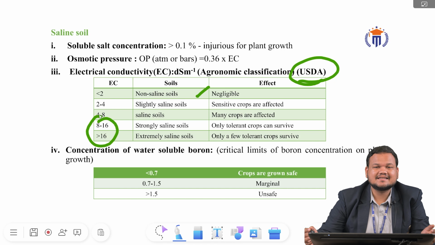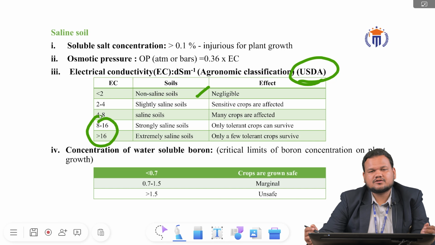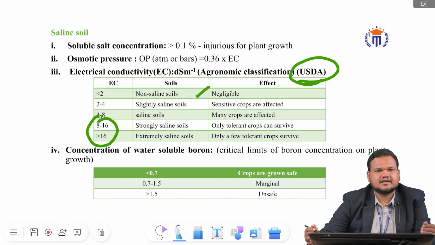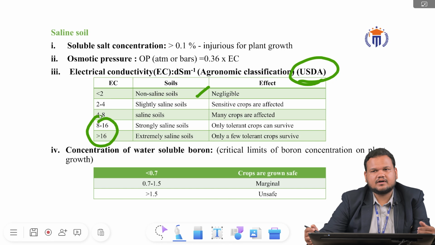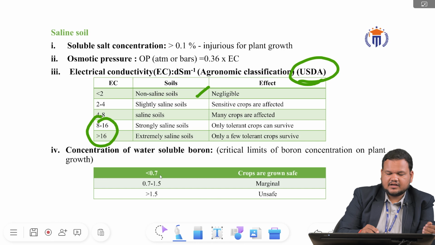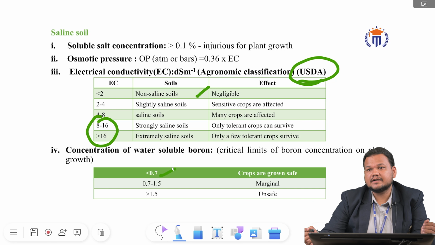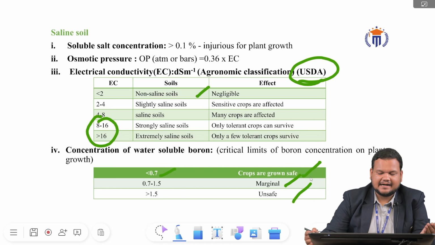Next is your concentration of water soluble boron. This boron is also an important factor for your soil quality as well as your water quality. If the concentration is less than 0.7 ppm, the crops are grown very safely. If the concentration is 0.7 to 1.5 ppm, they are marginal. And more than 1.5 ppm of boron is unsafe for plant growth.